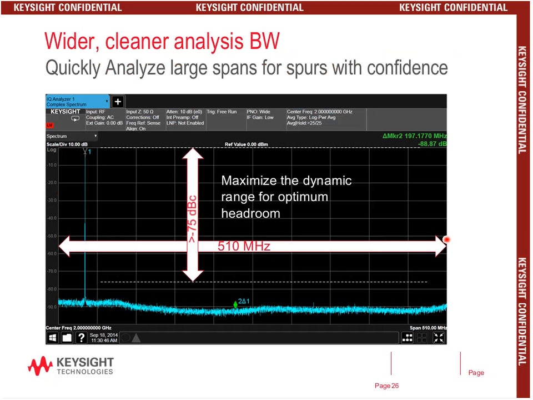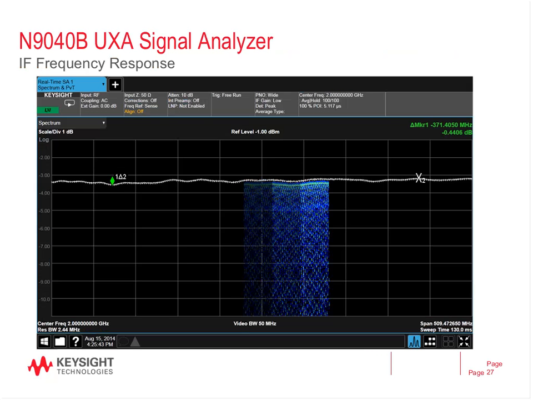And so this is a new tool that you can use to help you accelerate both the R&D bench as well as possibly some things in production. Okay, and you can have a large amount of confidence. Anything above -75 dBc will likely be your device and not the spectrum analyzer.